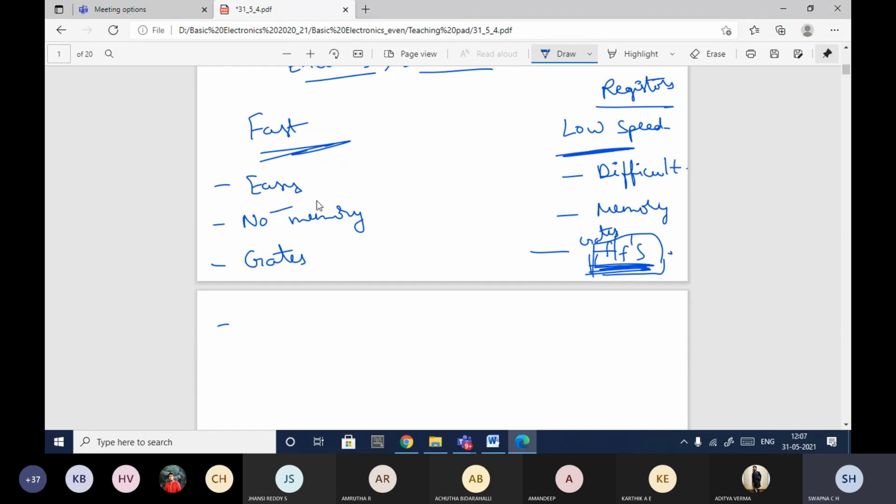Slow, easy to design, difficult to design. No memory elements are required. Here memory elements are required. The basic building blocks are gates here, and the basic building blocks are flip-flops here.